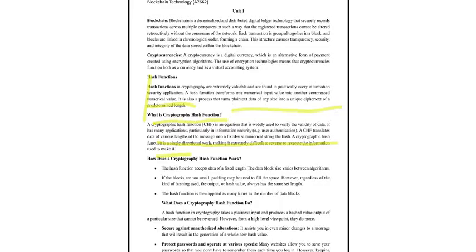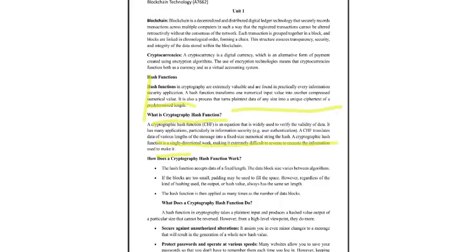As we know, blockchain is a decentralized and distributed digital ledger. A ledger is nothing but a digital record of all the transactions on a network of computers. Blockchain is a decentralized and distributed digital ledger technology that securely records transactions across multiple computers in such a way that the registered transactions cannot be altered retroactively without the consent of the network.